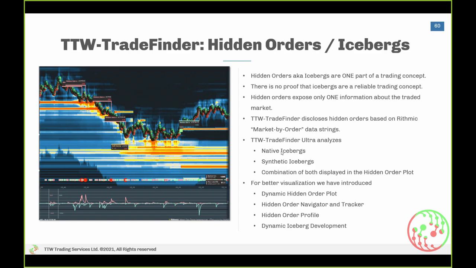So far as I know, and maybe again, please prove me wrong, there's no proof that icebergs are a reliable trading concept. If you think so, then the proof is very easy. Use your money, a real account, and trade icebergs. So hidden orders expose only one piece of information about a traded market. We implemented in the Trade Finder hidden orders based on Rithmic and market by order data streams, so we can analyze and find every single order in the book.